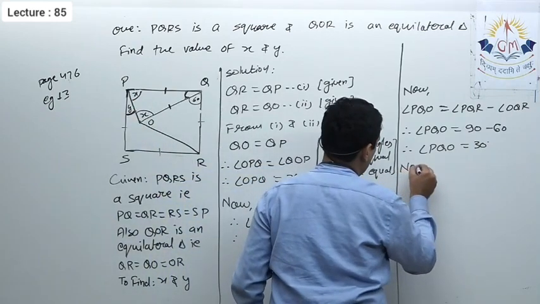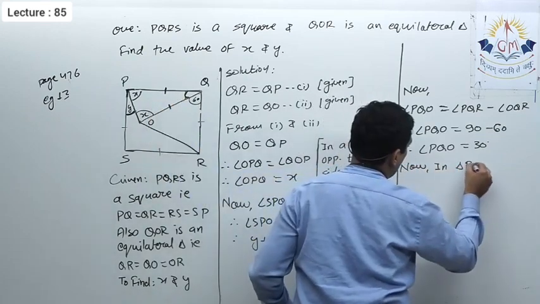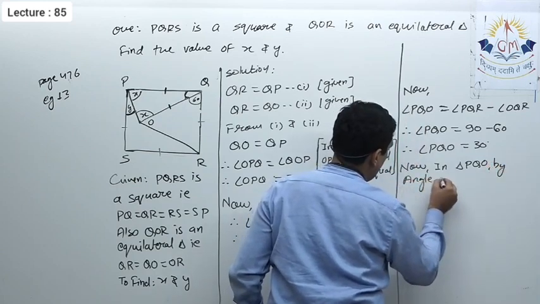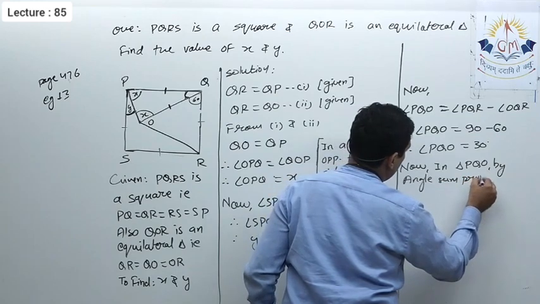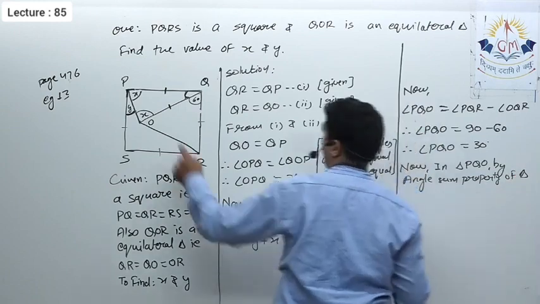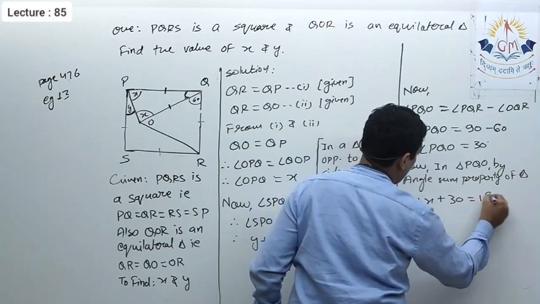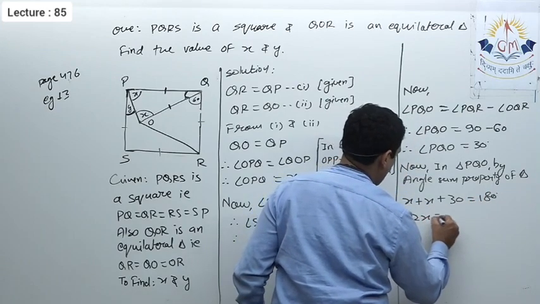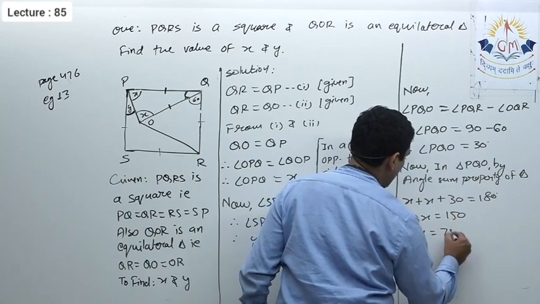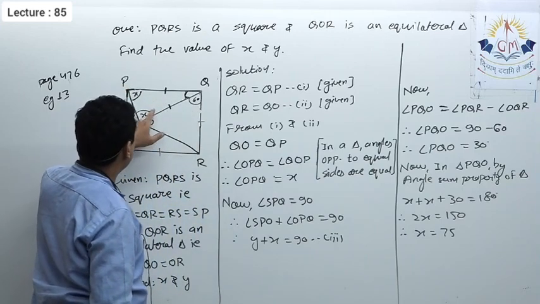Now in triangle PQO, by angle sum property of a triangle, I can write x plus x plus 30 is equal to 180. Therefore 2x equal to 150. Therefore x is equal to 75. So here I got the measure of angle x, that is 75.